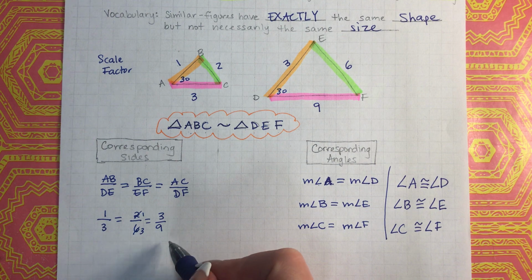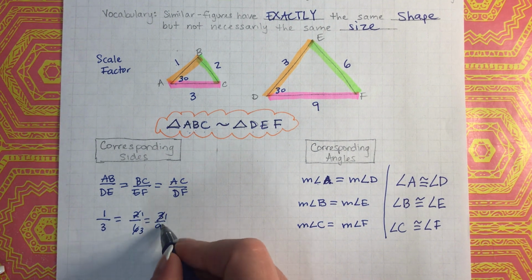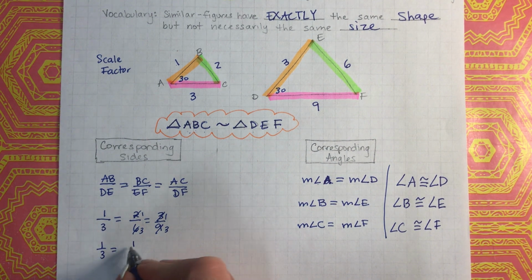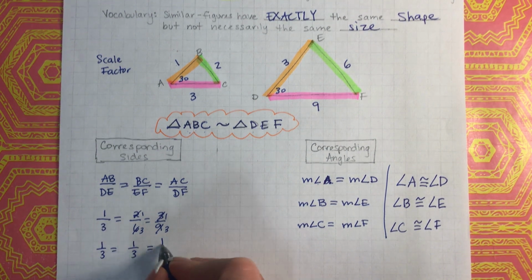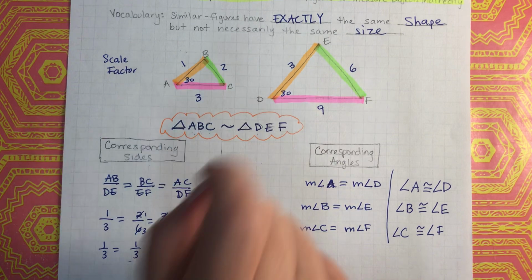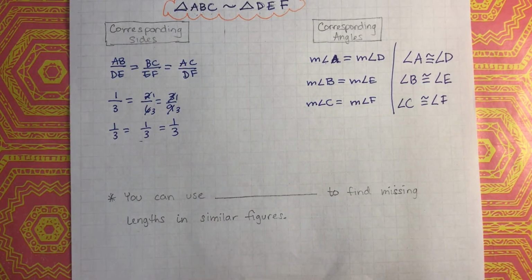And what about these numbers? What goes into both of them? 3. 3 goes into 3 1 time, 3 goes into 9 3 times. And so if you see, they all end up being the same, and that would be the scale factor from this triangle to this triangle right here. So it's the same ratio, they end up being the same number. Okay, cool.